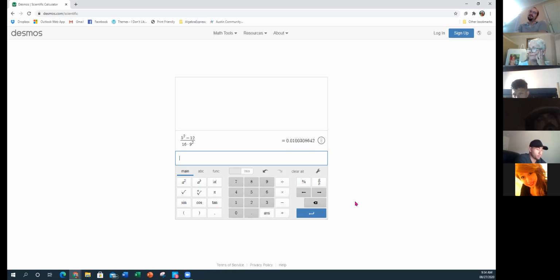You can also go back and forth between decimals and fractions. We don't usually want you to round it and put it as a decimal unless it's exact. Otherwise, we want you to leave it as a fraction. If you have any questions on Desmos or any calculator issues, feel free to ask us about that.